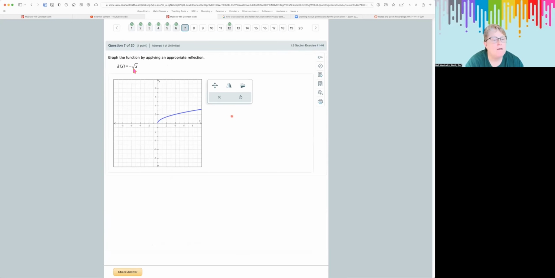Here we go. Okay, a negative outside of a function says reflect vertically, which means reflect with respect to the x-axis, and that's a vertical reflection. So we're going to tap on vertical reflection. This is the square root reflected vertically.